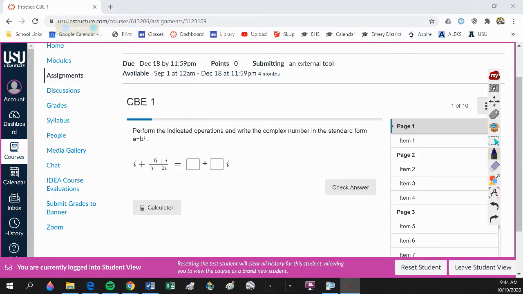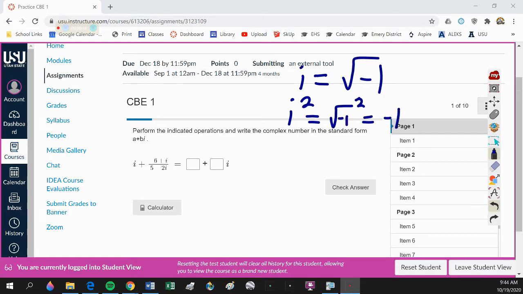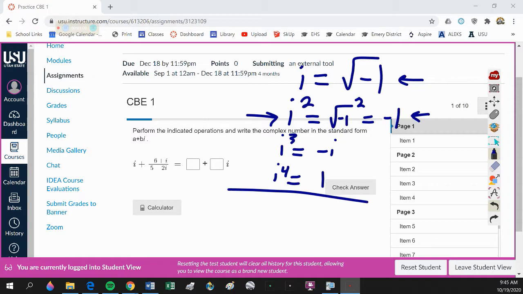Okay. So i is equal to the square root of -1. If I had i squared, that would be the square root of -1 squared, which is just -1. And then i to the third is these two multiplied together, an i and an i squared. And i times -1 is -i. And then i to the fourth would be this times itself, which is just 1, and then it repeats after that. i to the fifth is the same as i. i to the sixth is the same as i squared.